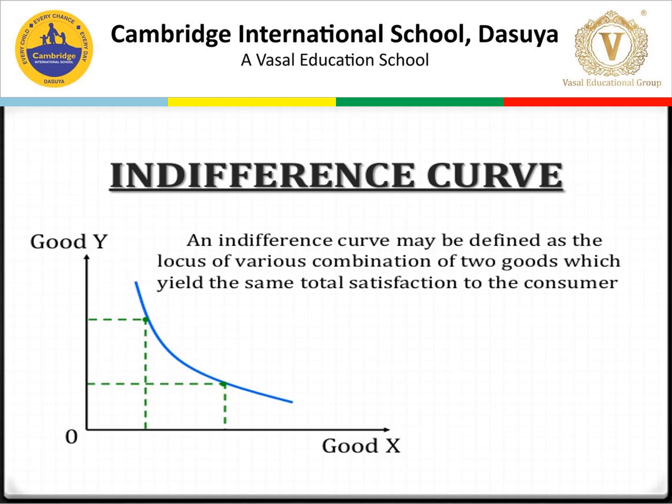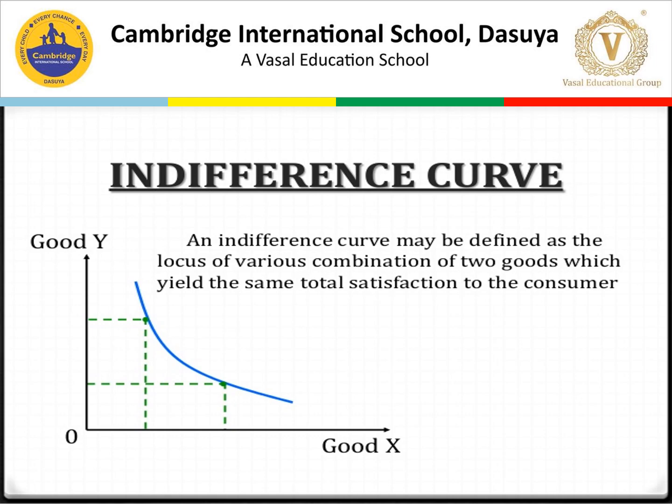In other words, I can say an indifference curve refers to the graphical representation of various alternative combinations or bundles of two goods among which the consumer is indifferent. If I have a combination of two goods, in one combination I take one good in a large number and the other good in a small number, and in the other combination I take the first good in a small number and the other good in a large number. In both cases, the satisfaction level I am getting is always the same.